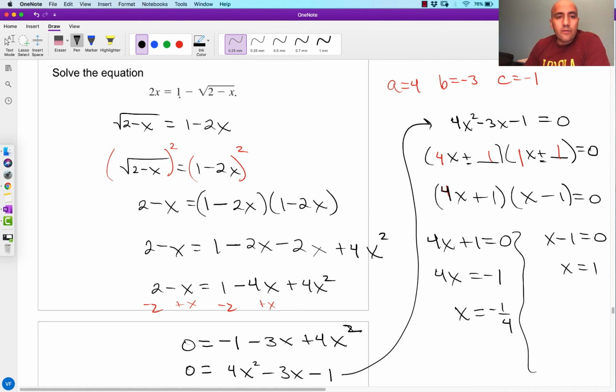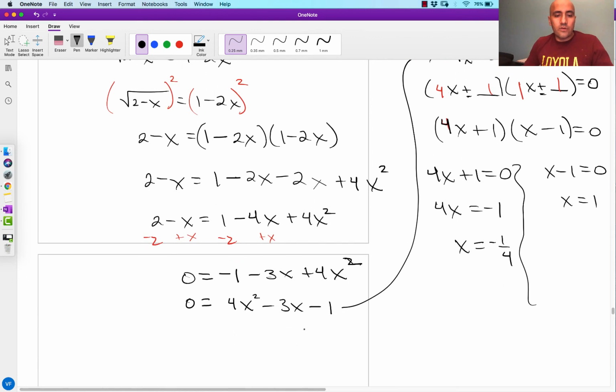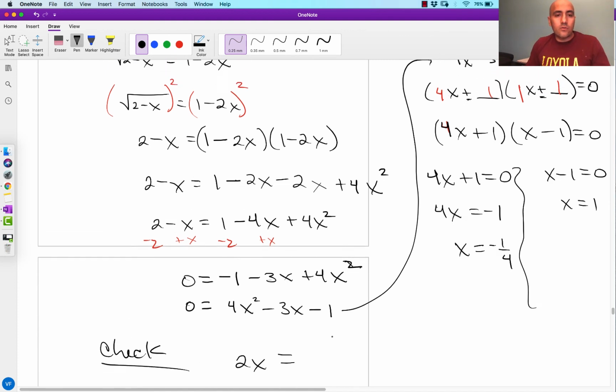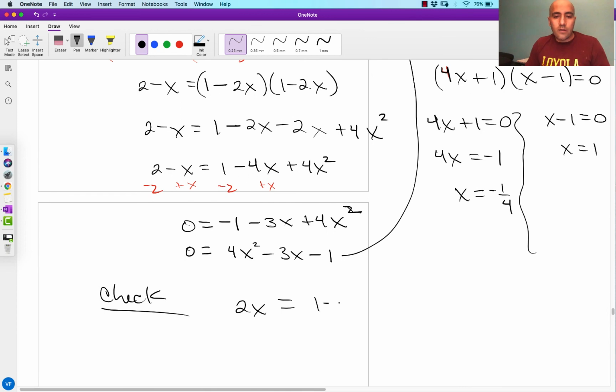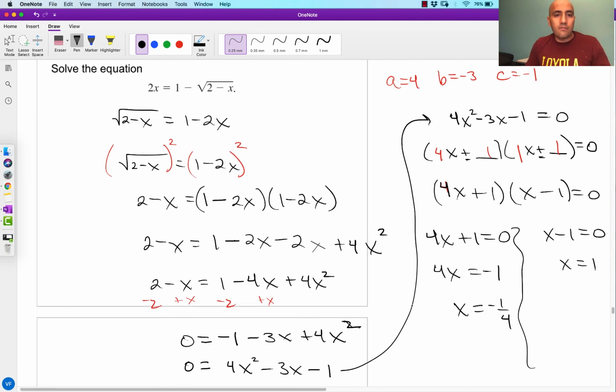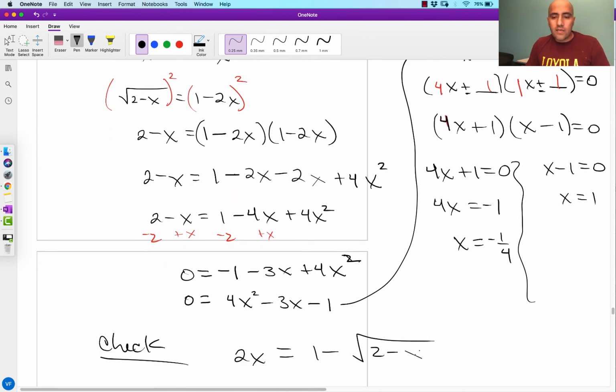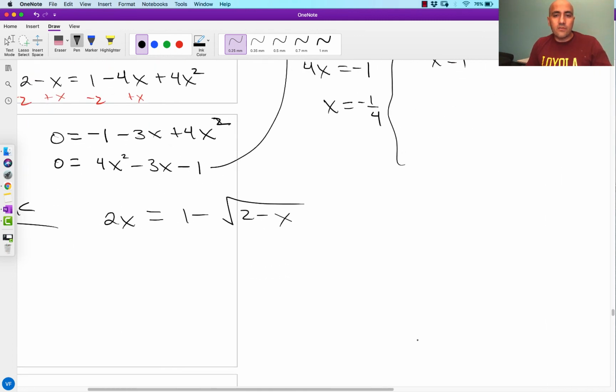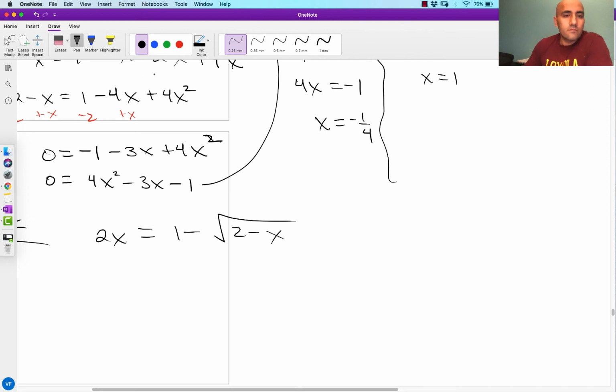So let's come back over here, plug in a 1, and see if it in fact gives us the right answer. So let's put a check over here. Check, and we had 2x equals 1 minus the square root of 2 minus x. So let's see if 1 is in fact a valid solution. Right, here are my two solutions. So check if x equals 1 is an answer.